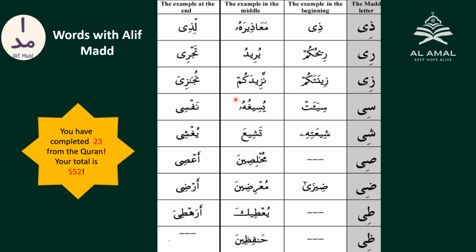Pause the video and try to repeat all this by yourself. And guess what, you have read 552 words all together in total. If you write these whole words again by yourself, it's 23 words actually over here, okay? So altogether you have read 552 words. Congratulations.